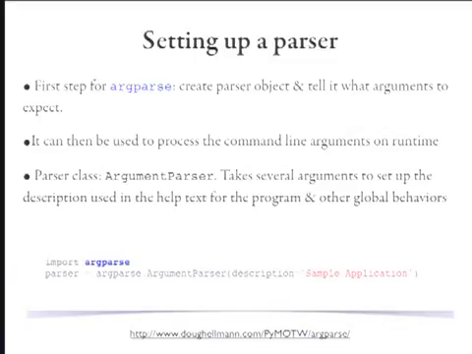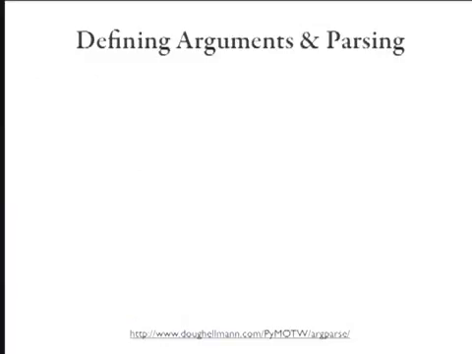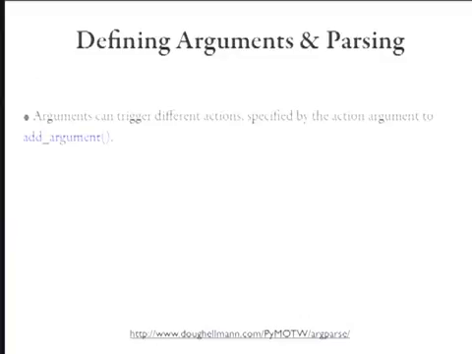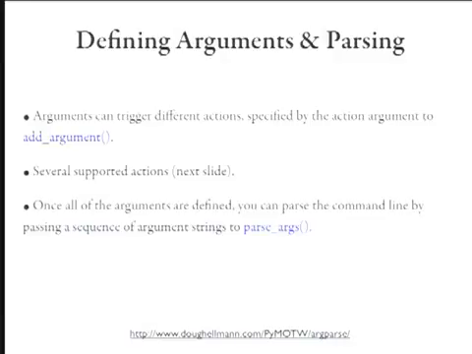And then what we do with our parser object is we go through and we define different arguments that we expect the parser to be able to handle. So we use this function addArgument in the parser class, and there are 6 different supported actions, which I'll get into on the next slide. Once you define all these arguments, the command line entry is parsed by passing a sequence of the arguments that you give on the command line to the parser object. These will just be taken from the command line by default.